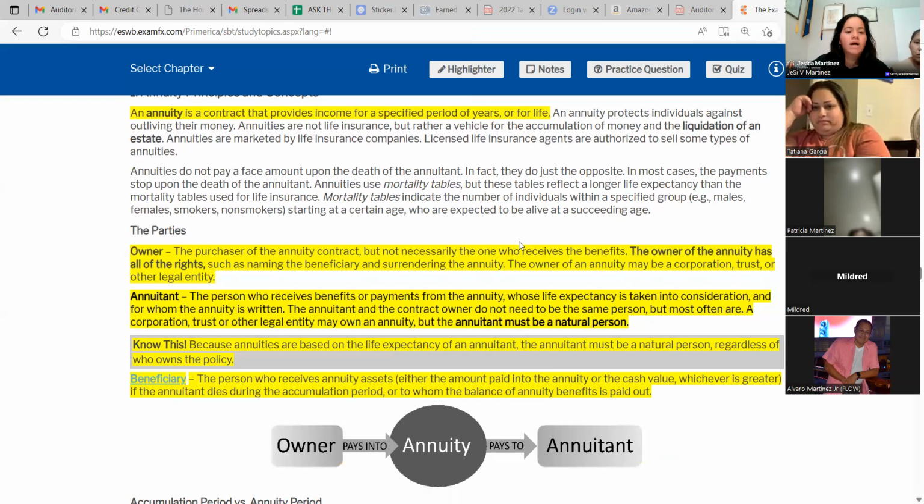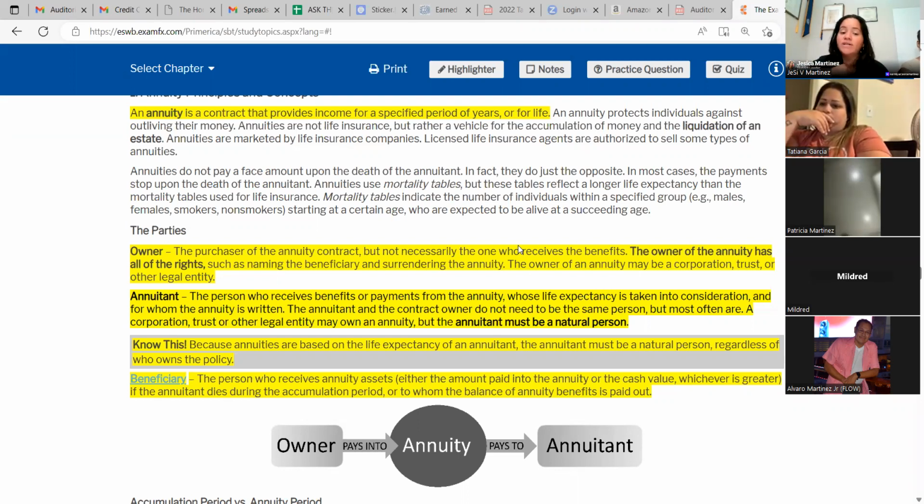So you have parties to an annuity, which is the owner, the purchaser of the annuity contract, similar to the parties of a life insurance. The owner of the annuity has all the rights, such as naming the beneficiary and surrendering the annuity. The owner may also be a corporation, a trust, or another legal entity. An annuitant is the person who receives the benefits or payments from the annuity, whose life expectancy is taken into consideration and for whom the annuity is written.